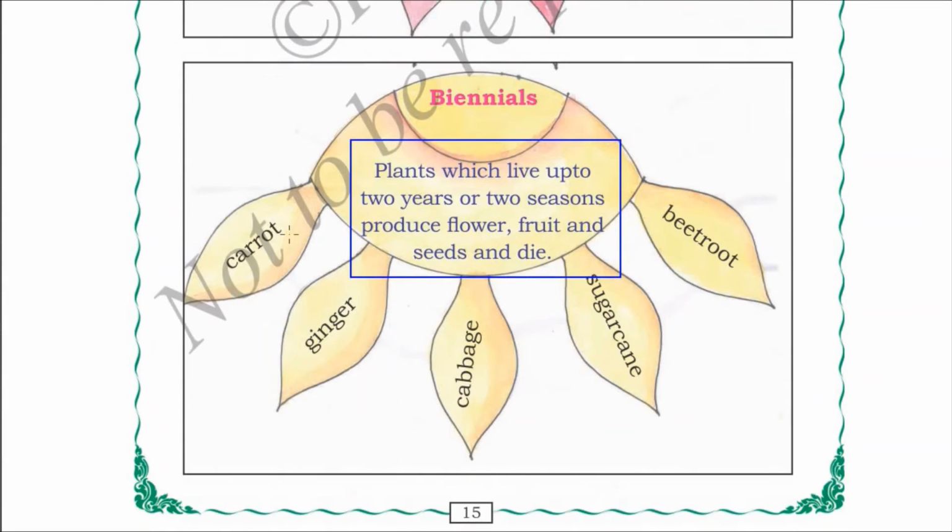We have another kind of plants called biennial plants. Plants which live up to 2 seasons. Plants which live up to 2 years or 2 seasons, produce flower, fruit and seeds and then terminate or die. They are called biennials. So these plants live up to 2 years or 2 seasons. For example, carrot, ginger, cabbage, sugarcane and beetroot.